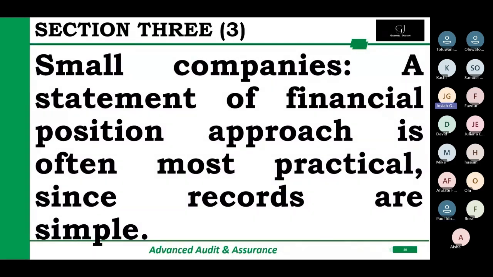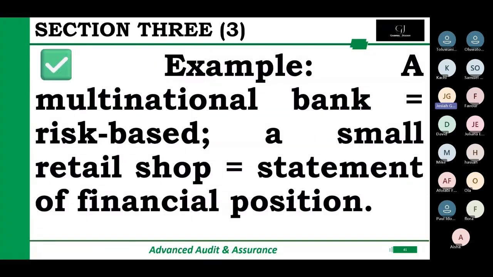And for smaller companies, a statement of financial position approach is often most practical because records are quite simple and they are not complex. For example, for a multinational bank, the risk-based or business approach would help. But for a small little shop, the statement of financial position approach will suffice practically for auditing such a company, a small shop.